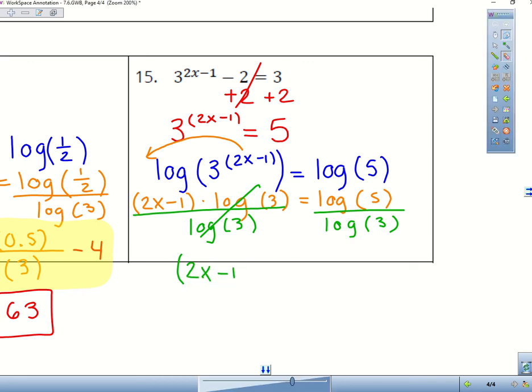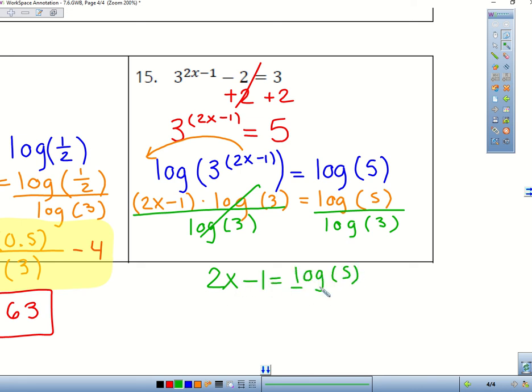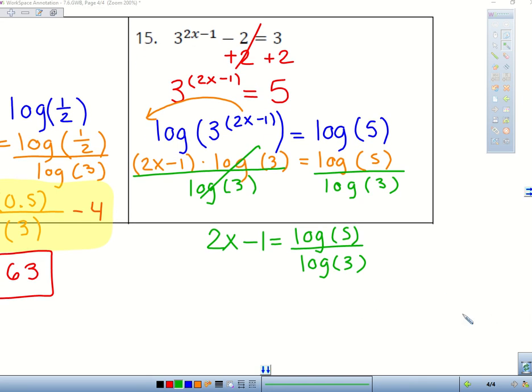Now the parentheses are no longer necessary, so I'm going to remove them. So I just have 2x minus 1 is equal to log of 5 over log of 3. Log of 5 over log of 3 is a number. Okay, it's just a decimal number. But I leave it like that all the way to the end of the problem for sake of accuracy. If you plug that in and round too early, your answer is not going to be as accurate.